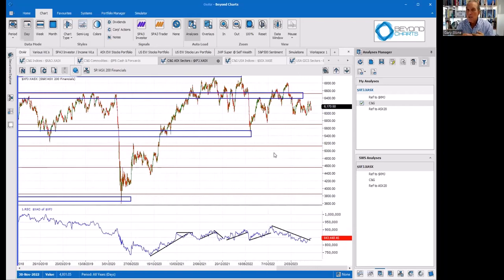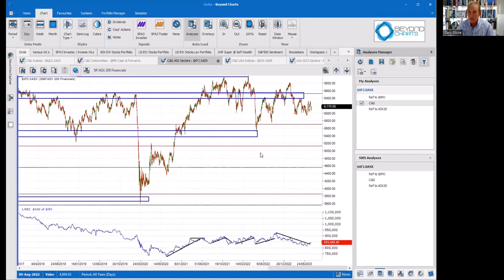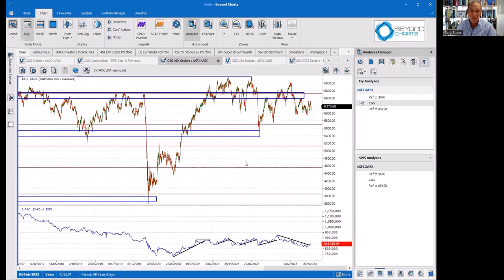So our challenge is to have a universe of stocks, if you like, that we can look at that can actually make some headway. And it's tough. It's always tough to do that because when the whole market's not running, it's difficult to make headway. But it'll come. It'll definitely come at some stage. We just don't know when.